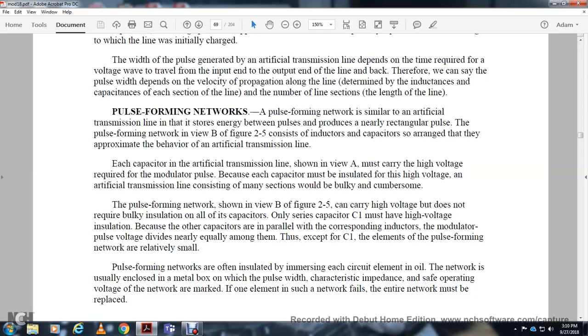The pulse forming network is similar to the artificial transmission line as a storage element, producing a nearly rectangular pulse. The pulse forming network of view B, figure 2.5, with the shift of the inductor and capacitors, approximates the behavior of the artificial transmission line over a certain range.